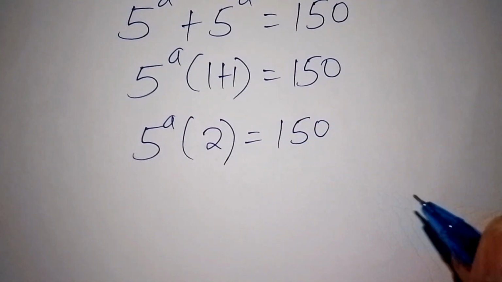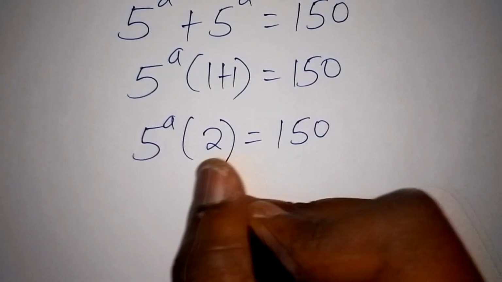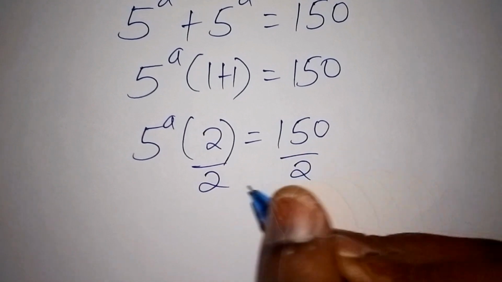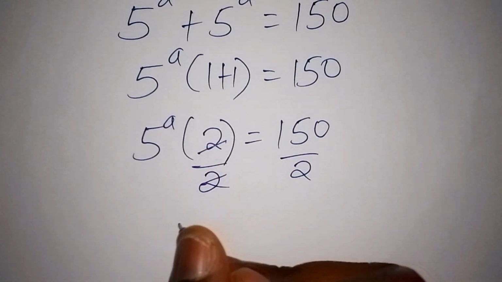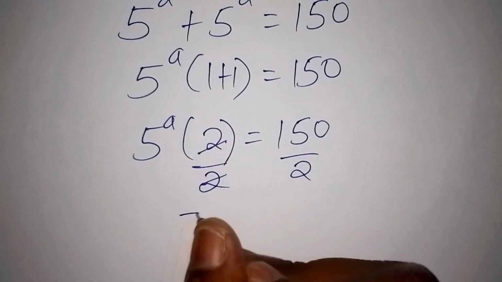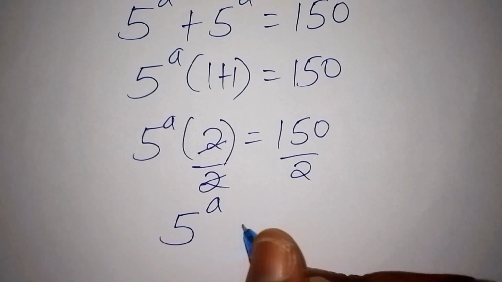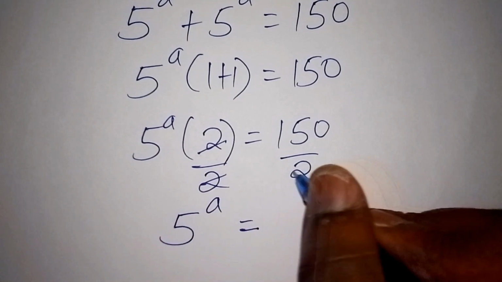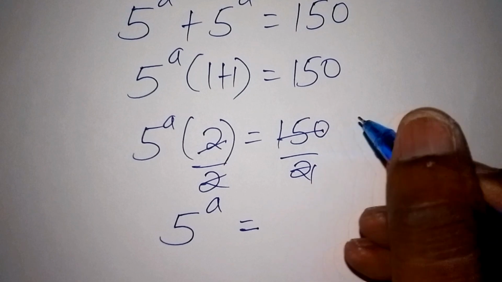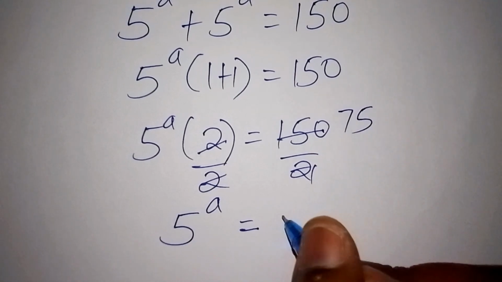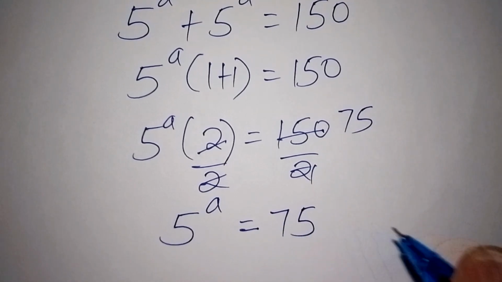From there we shall divide both sides by 2. Here by 2, here by 2. So 2 by 2 shall cancel. Now we shall remain with 5 to the power of a is equal to 150 divided by 2, which is 75. So 5 to the power of a is equal to 75.